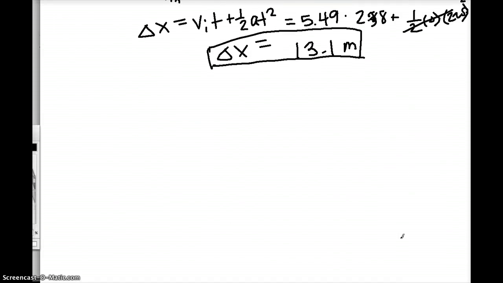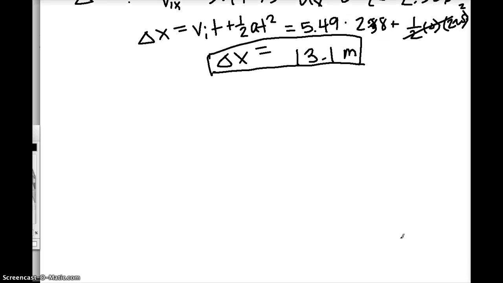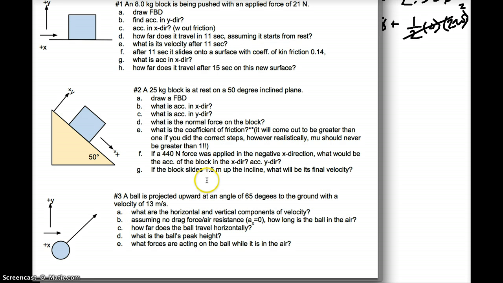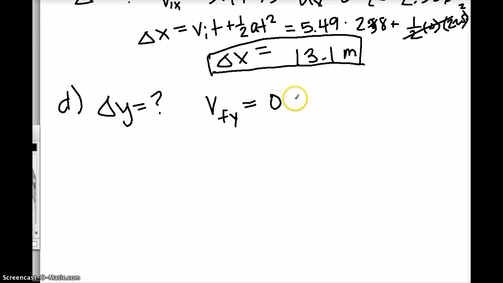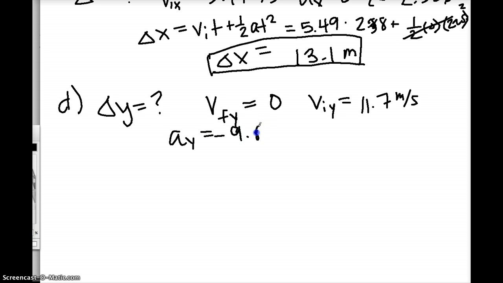Several ways to do this. I'll show you one way, and I challenge you to come up with a different way. So peak height, delta y. The final velocity in the y direction when it's at peak height for just a moment is 0. And we know its initial velocity in the y direction from the first part to be 11.7. I know acceleration in the y direction is negative 9.8.